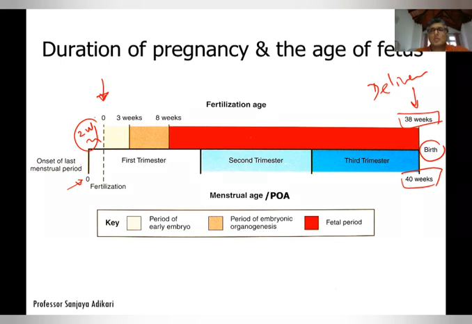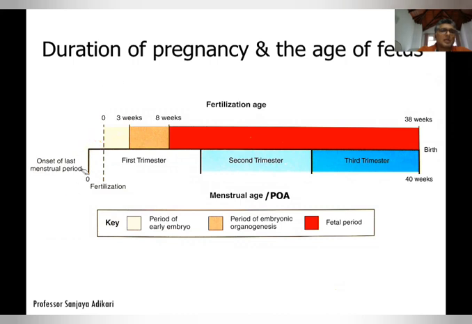Now the issue is this. When a pregnant lady comes to the obstetrician, the doctor cannot ask, when did you have your last ovulation? Because females don't know the time of ovulation. It's arbitrary. The only thing the female remembers is that she had a menstrual period, and the second menstrual period did not come at the right time. So what she remembers is the onset of the last menstrual period.